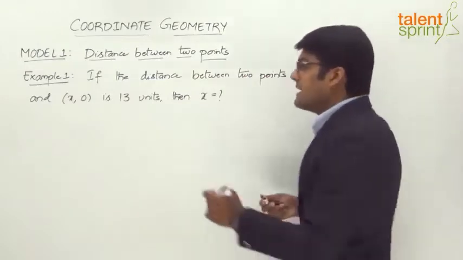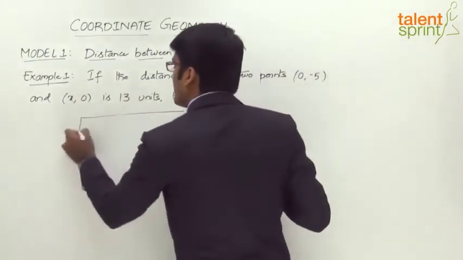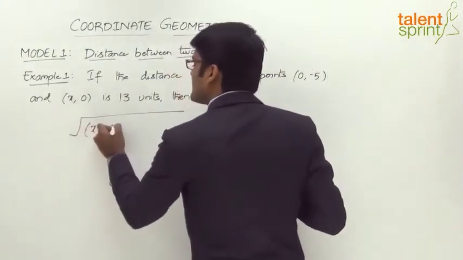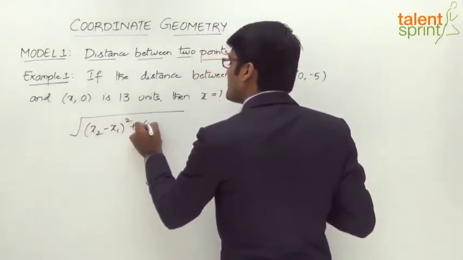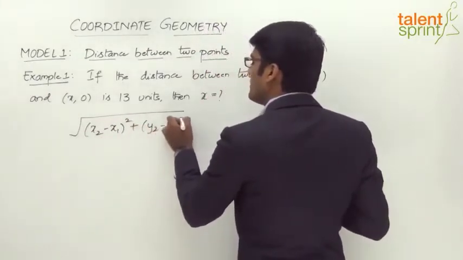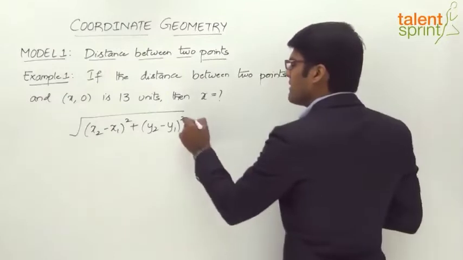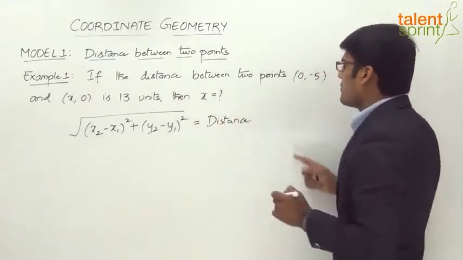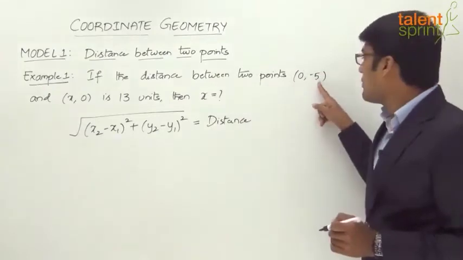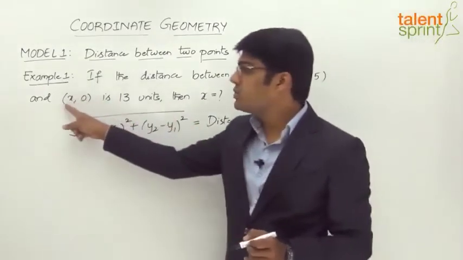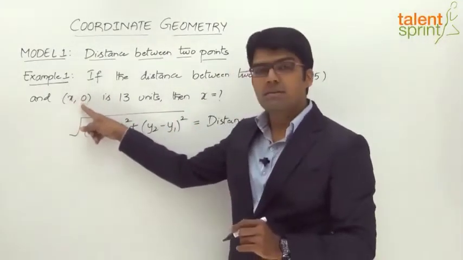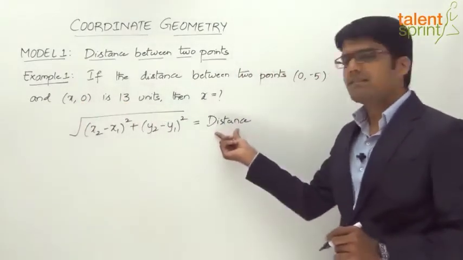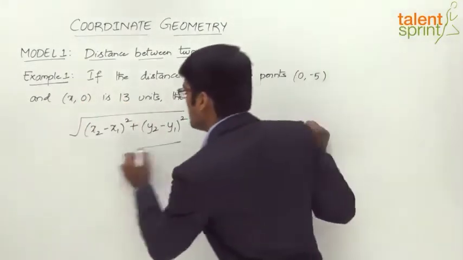Now we very well know that the distance between 2 points can be calculated as root over x2 minus x1 whole squared plus y2 minus y1 whole squared, right? This will give us the distance between the 2 points. Let us just substitute the given values. So what is x1? 0, y1 minus 5, x2 is x, and y2 is 0. The distance is given as 13 units. So let us substitute the values.